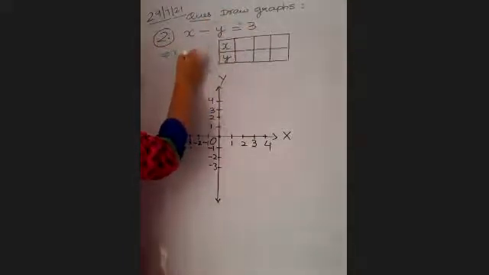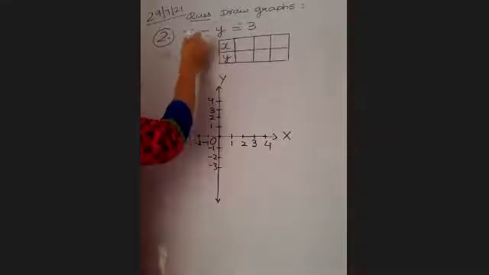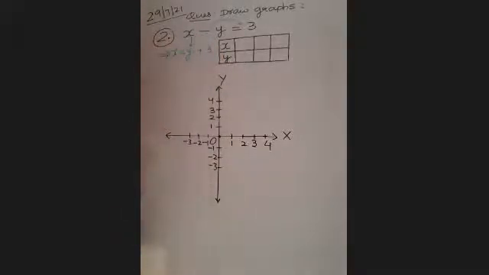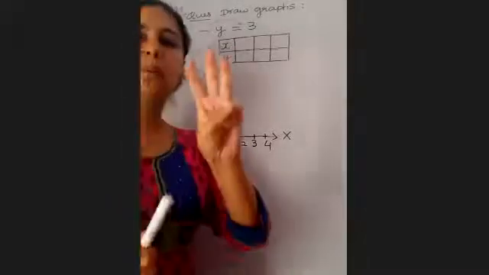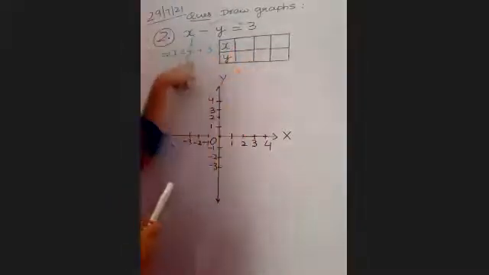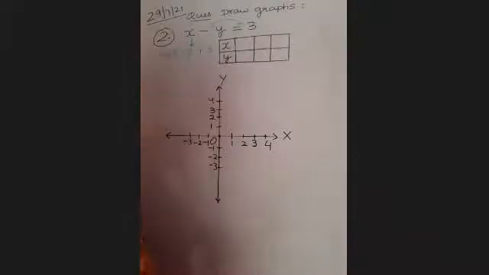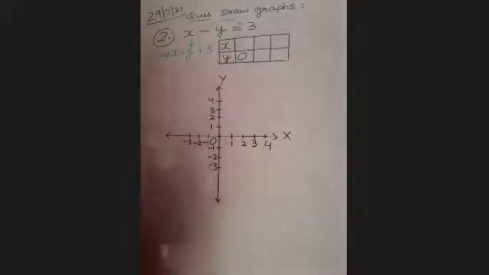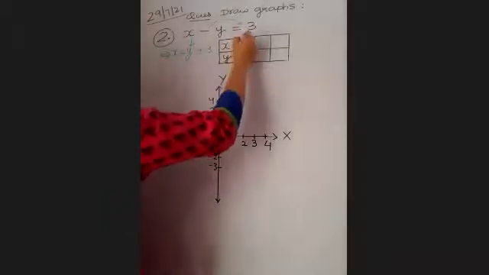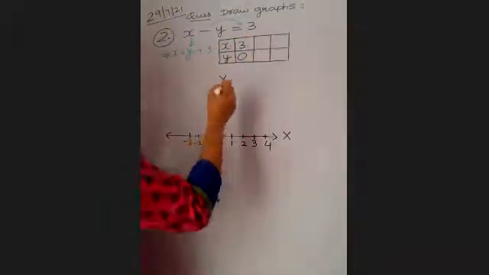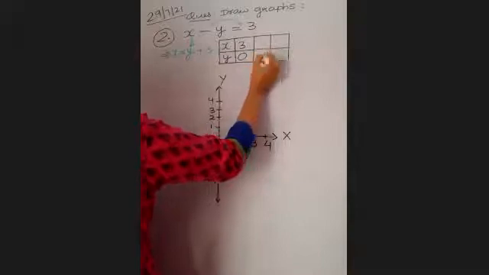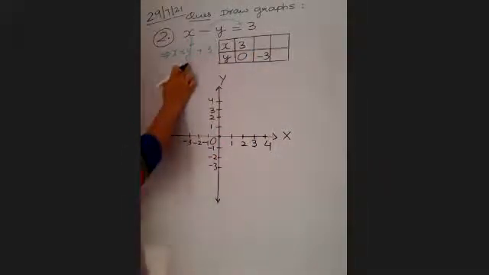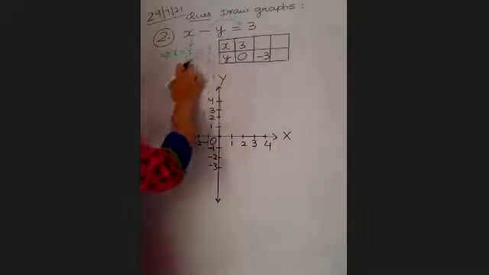It will become x equals y plus 3. So now you assign 3 different values to y and add 3 to it to get x. For example, if I take y as 0, what will be x? 3. Let me take y as minus 3. What will be x? 0.